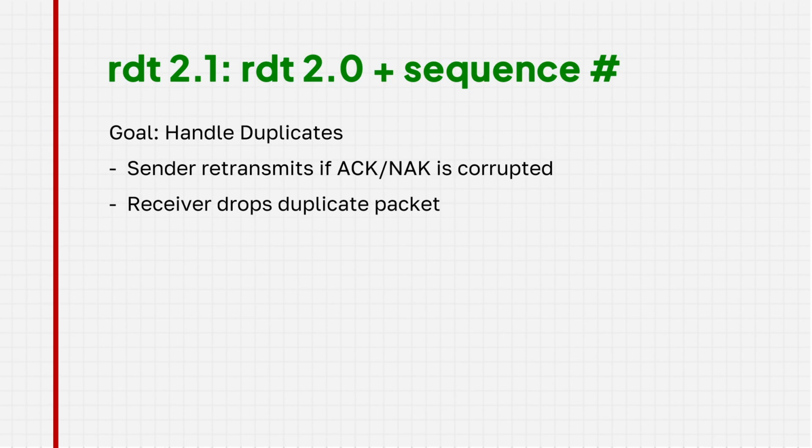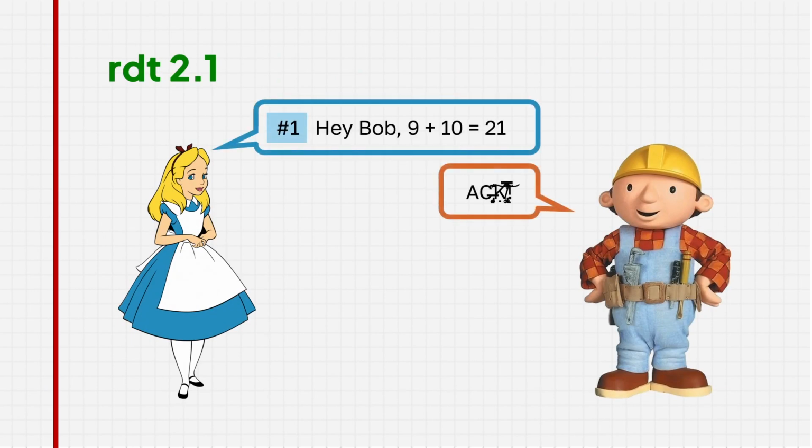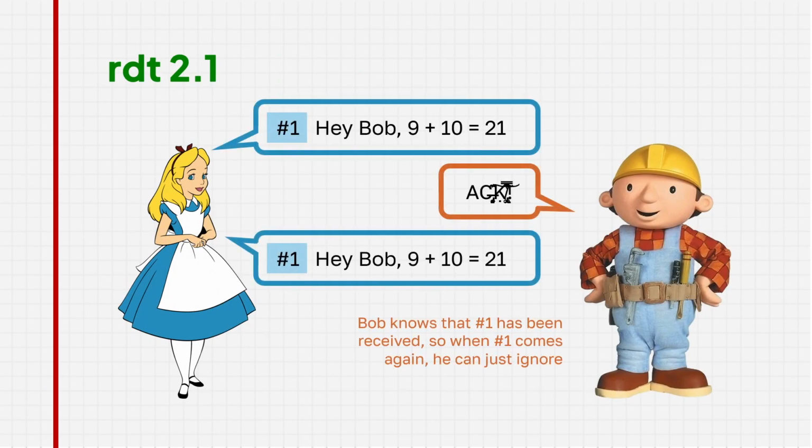Okay, so the sequence number is basically for Bob to identify if this is a new packet or a duplicate packet. If it's a duplicate packet, then Bob can just drop it. Something like this. Then Alice can just send this: hey Bob, 9 plus 10 is 21. Bob knows that 1 has been received, so when 1 comes again, he can just ignore. Any questions? No? Okay. Now, RDT 2.1 is working for bit errors.